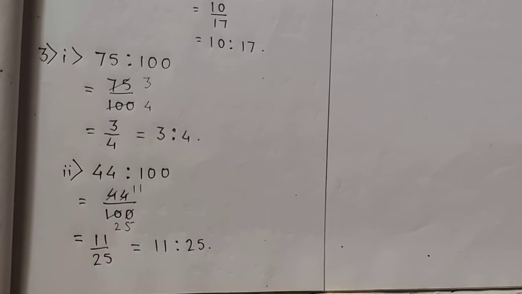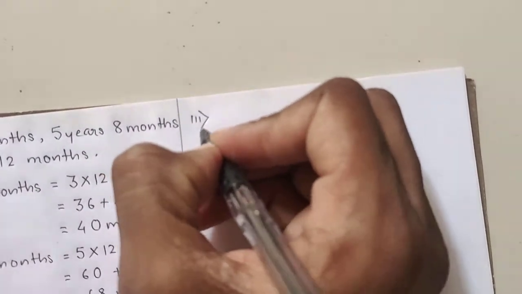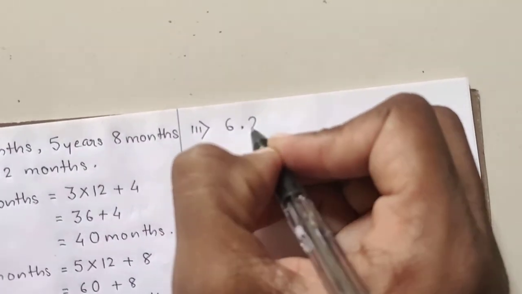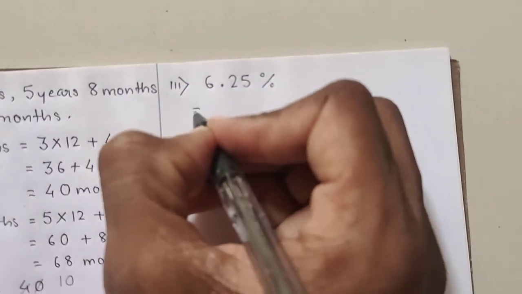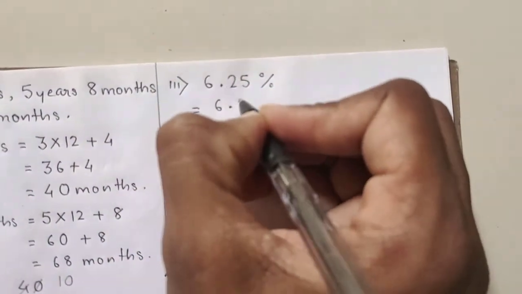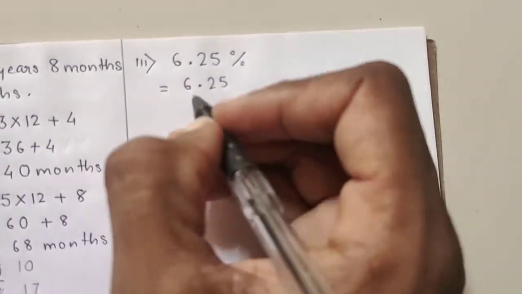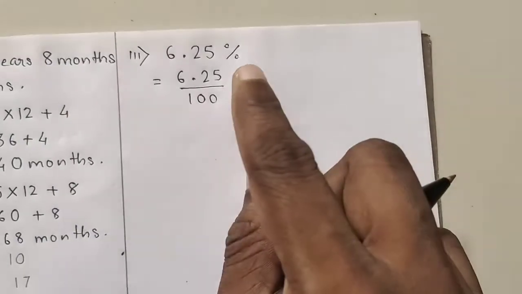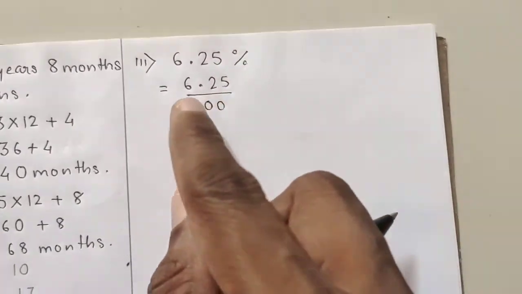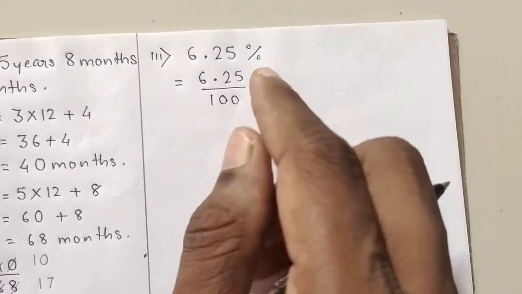Now your third question is 6.25%. Let us see how to solve this. 6.25 percent means out of 100, that means divided by 100. Whenever there is a percent sign, you have to consider that there is 100 in the denominator.